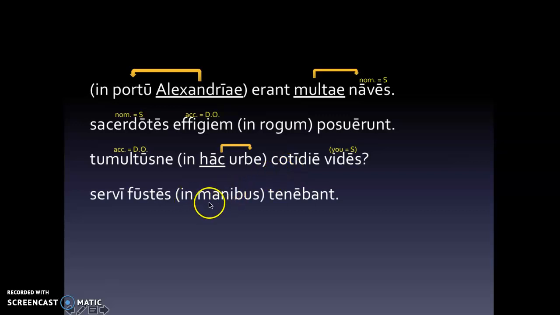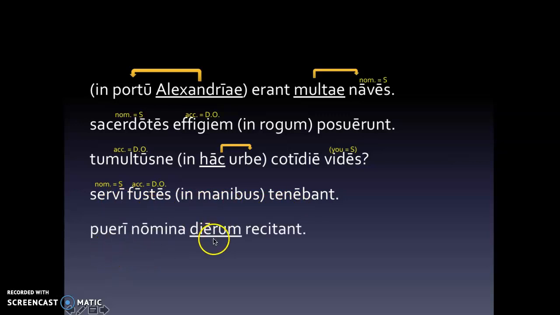All right, so in manibus, that's our prep phrase. We've got two nouns to label here. Servi is nominative, it's our subject. Fustes is accusative, it's our direct object. Again, this es here could have been nominative plural, it could have been accusative plural, but servi has to be nominative. So that forces this into the direct object. So the slaves were holding clubs in their hands.